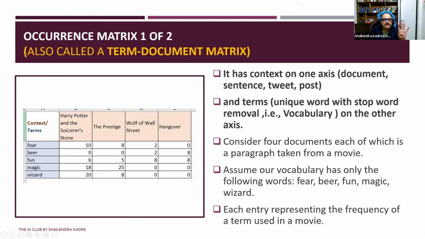Just read their names. The first movie is Harry Potter and the Sorcerer's Stone. The second movie, which is a little easier to pronounce, is The Prestige. The third movie is Wolf of Wall Street. And Hangover is another movie. So we have listed 4 movies.